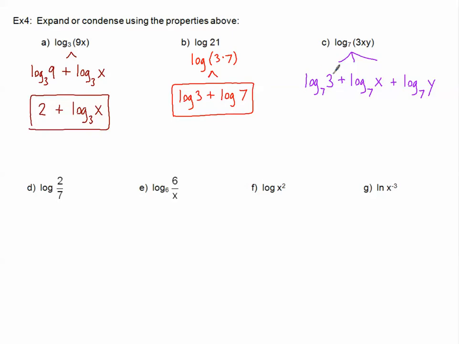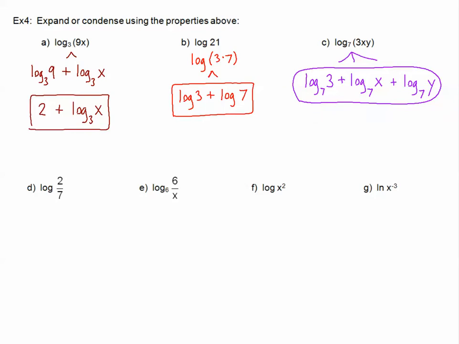I call attention to this, but this isn't really going to do anything. 7 raised to, I don't know what 7 would have to be raised to get 3. I'd have to figure that out later. So I know that I'm finished. Nothing more to simplify there.